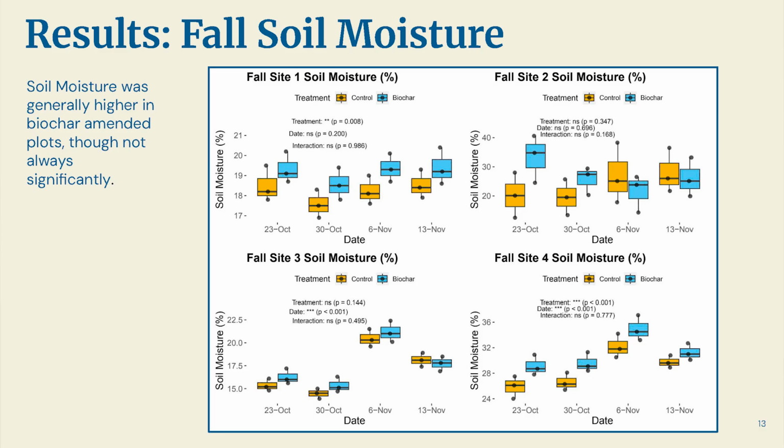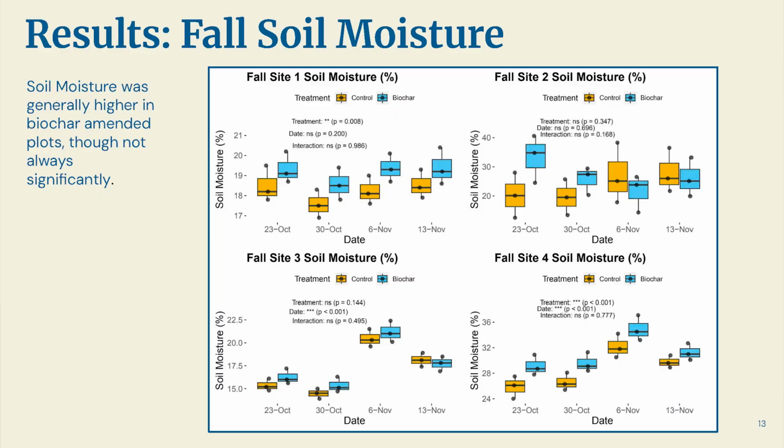So for the fall soil moisture, it was generally higher in the plots that were amended with biochar. We can see that at site 1, the treatment was significant. At site 4, the treatment was also significant. Unfortunately, at site 3 and site 2, they were not.